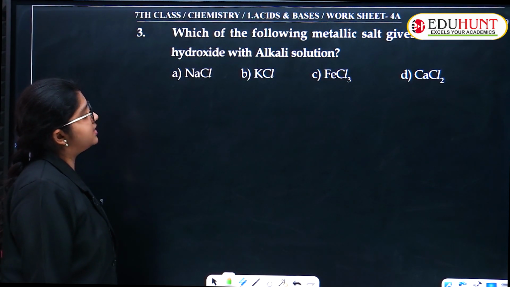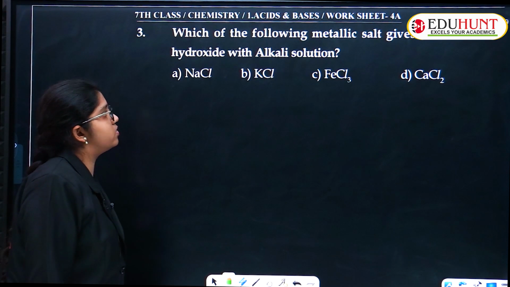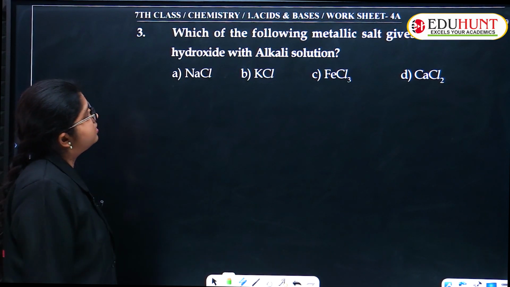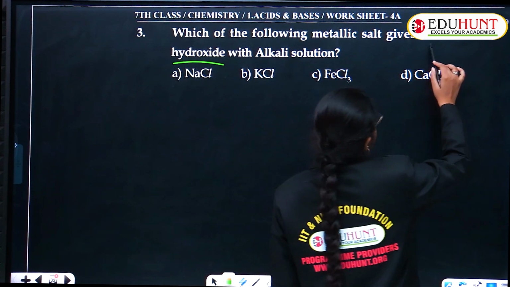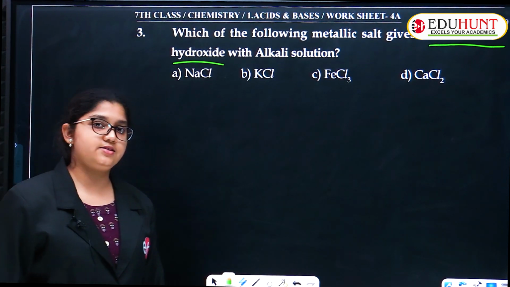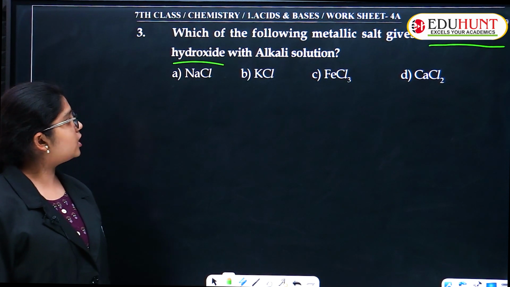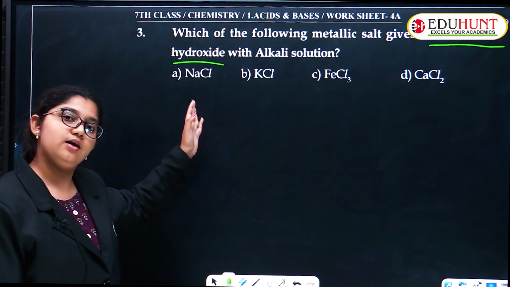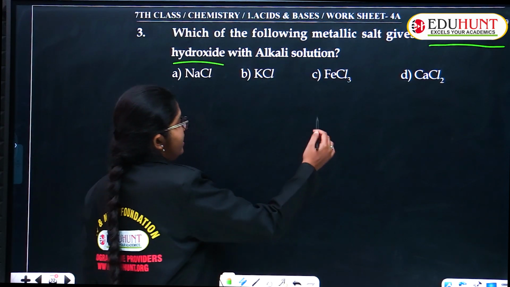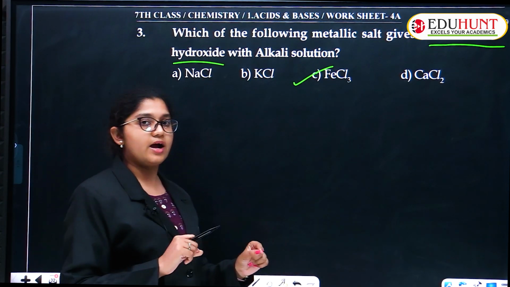Which of the following metallic salts gives an insoluble hydroxide with an alkali solution? So they're asking us about insoluble hydroxide. This is from the general properties of bases. If you observe NaCl, KCl and CaCl2, these three give soluble hydroxides, whereas FeCl3 gives an insoluble hydroxide.